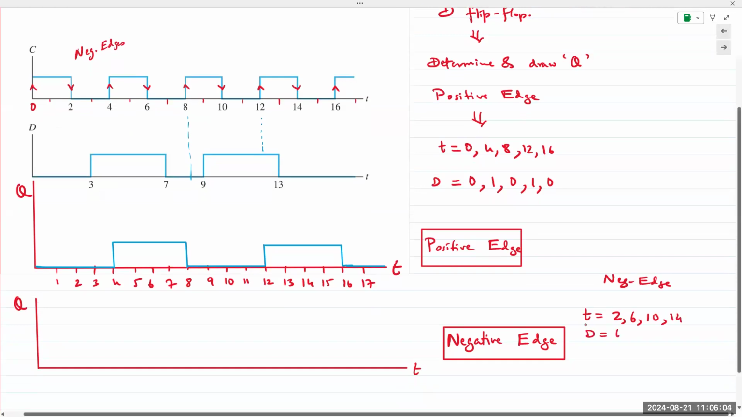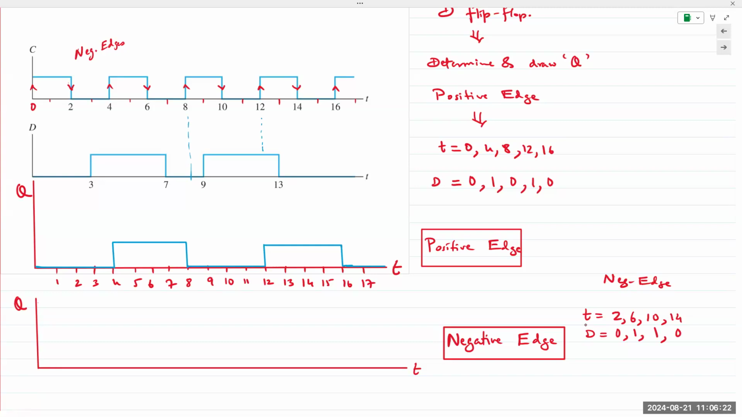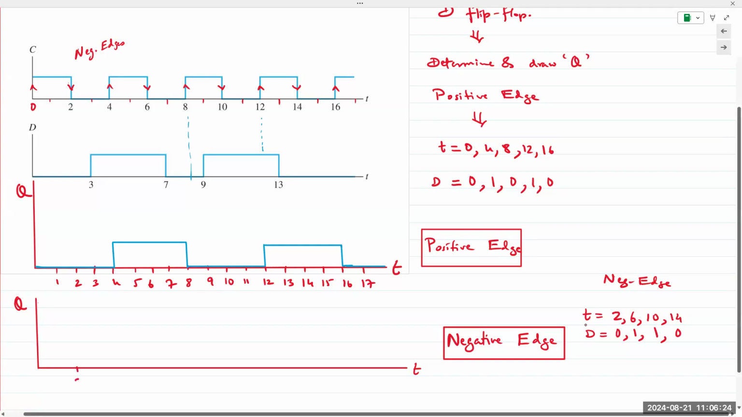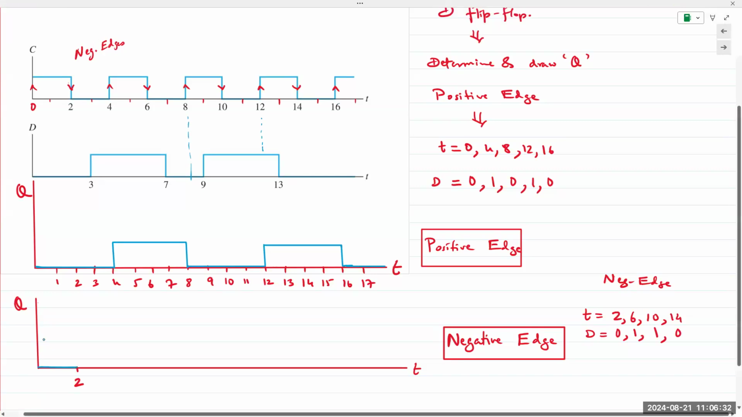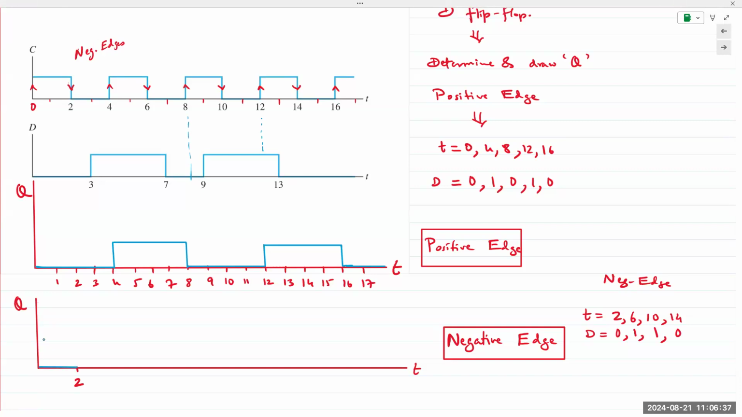At 2, D is equal to 1. At 6, oh, sorry. At 2, D is equal to 0. At 6 it is equal to 1. At 10, it's equal to 1. And at 14, it is equal to 0. So first at 2, negative edge, the value is 0. It remains at 0 until the next negative edge arrives, which is at 6.